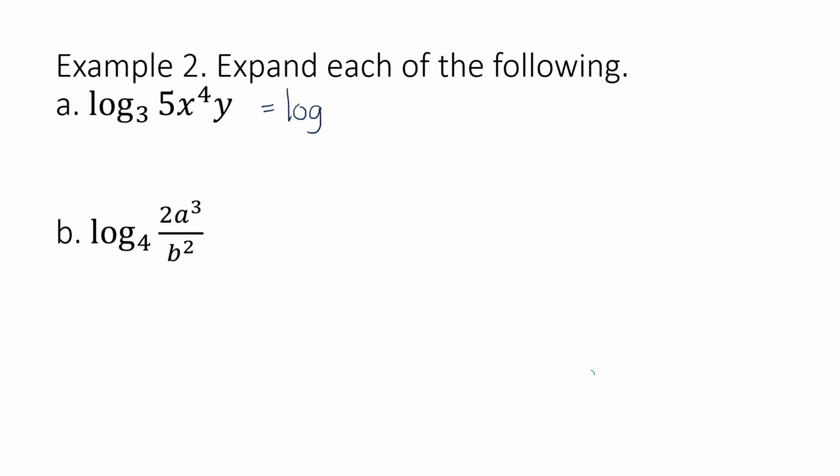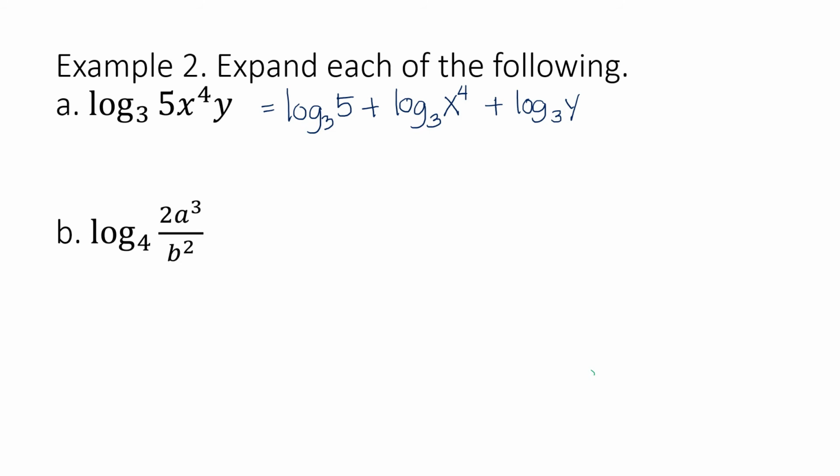logarithm of the first factor, that is 5, to the base 3, do not forget the base, plus the second logarithm will be x to the fourth because that is the second factor. Logarithm of x to the fourth, again to the base 3, plus the last is for y. So logarithm of y to the base 3. Notice that each logarithm has a base 3, so the bases must be the same.